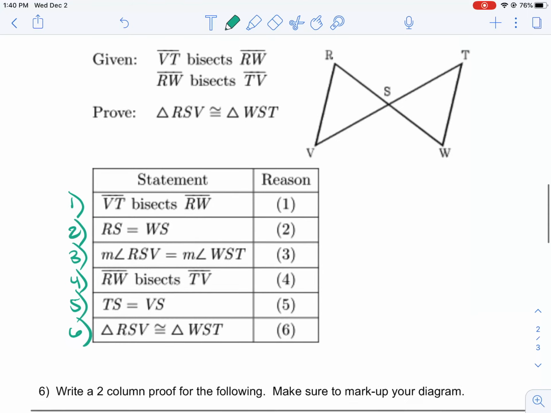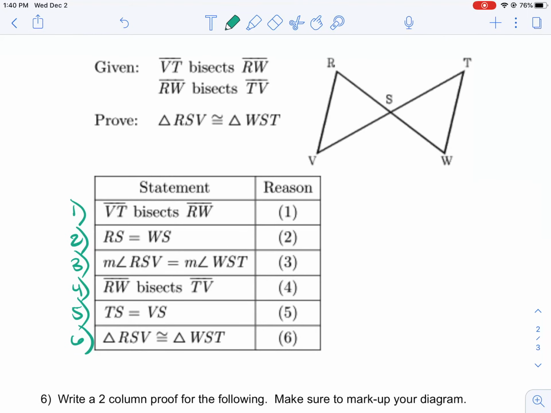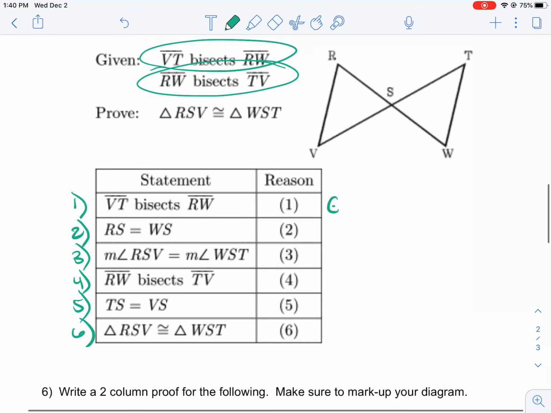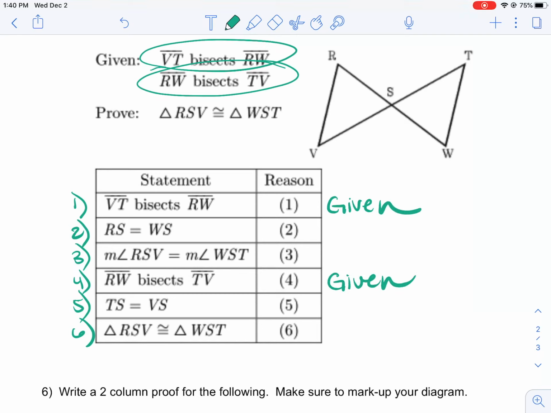Okay, now, first thing I see here, we have 2 given, so let's write those reasons in. So I'm going to put down given. So what do we know about givens, guys?